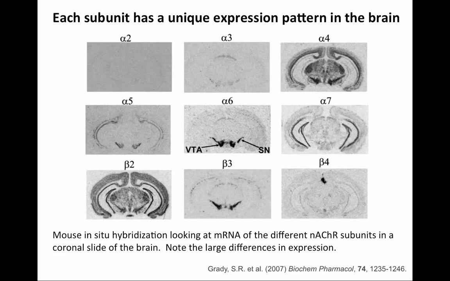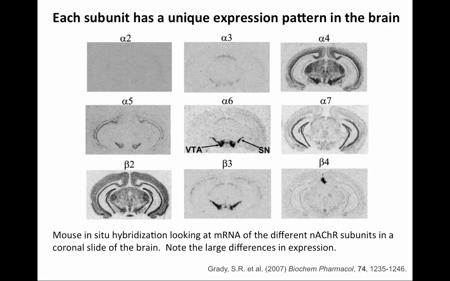In the previous video, I mentioned that there were many different subunits that can make up a brain nicotinic receptor. Each of the subunits that have been found in the brain have a unique expression pattern. This figure shows the expression patterns of different nicotinic receptor subunit transcripts in mouse coronal brain slices, as detected by in situ hybridization. So we are looking at mRNA levels in this picture.